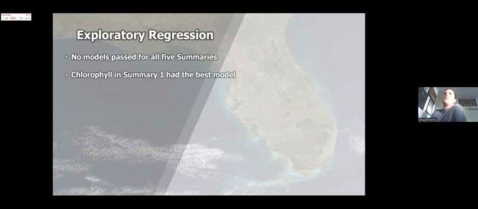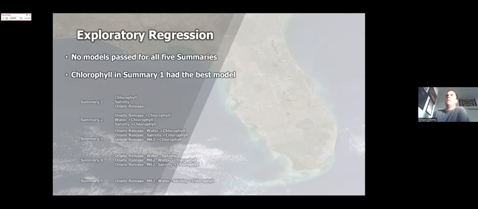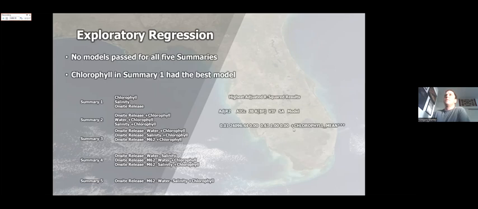But if I were to choose the best one, it would be chlorophyll in summary 1, based on the 6 criteria values. So here we have the top 3 OLS models for each summary. And here are the values for chlorophyll. 0.01 for adjusted R squared, 2496 for AIC, 0 for JB, Koenker-Breusch-Pagan 0.61, a VIF of 1, and a spatial autocorrelation of 0.